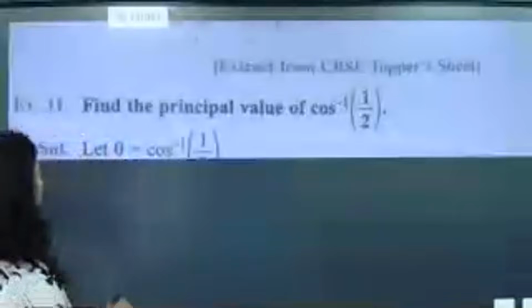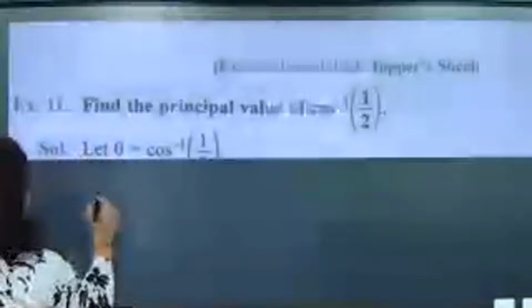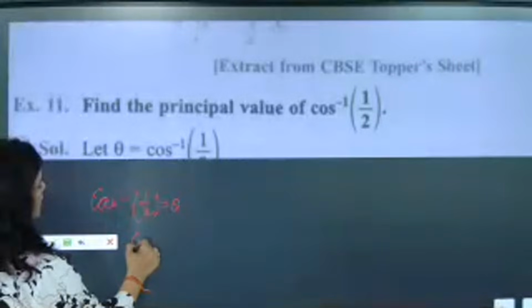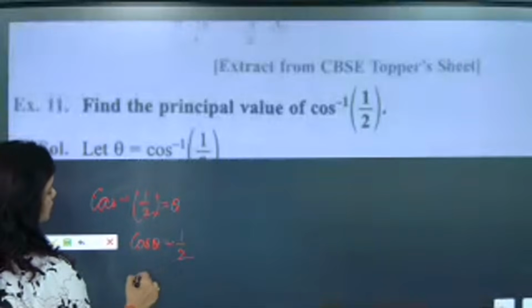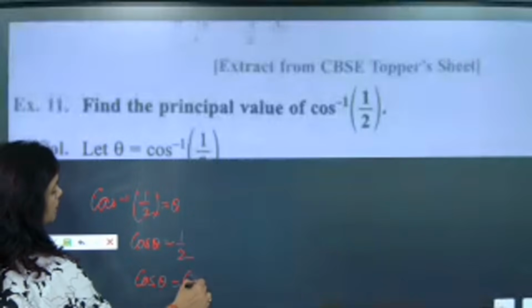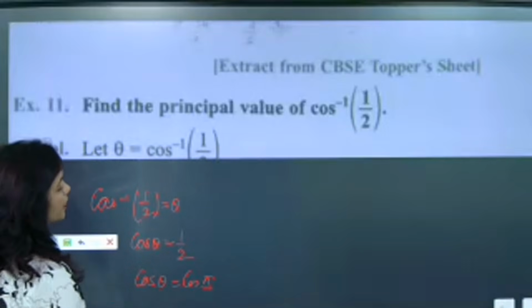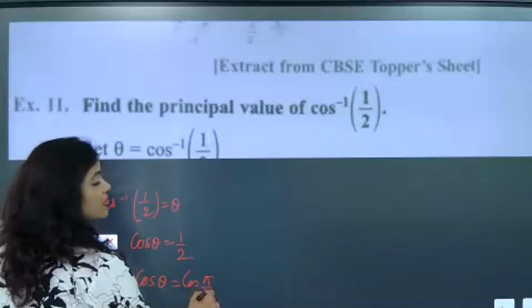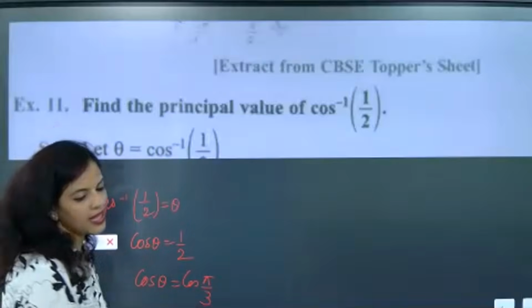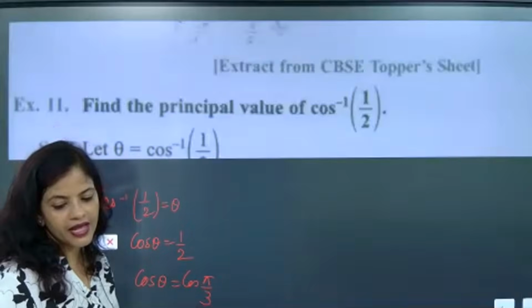Come on, go for it. Make cos inverse 1 by 2 equal to theta, and you will be able to get the momentum in the question. Cos inverse 1 by 2 equal to theta. So cos theta equal to 1 by 2. So cos theta equal to cos, what are we going to write? Pi by 3. Here the answer is coming as pi by 3.